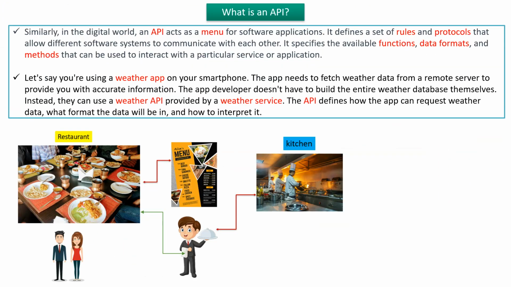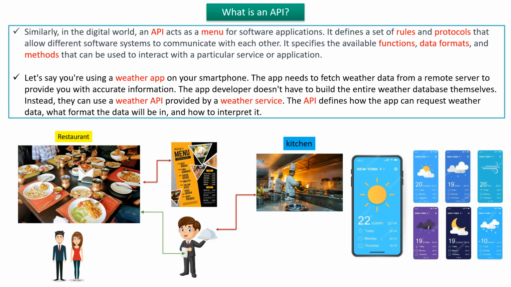In the digital world, an API acts as a menu for software applications. An API defines a set of rules and protocols that allow different software systems to communicate with each other. An API specifies the available functions, data formats, and methods that can be used to interact with a particular service or application.